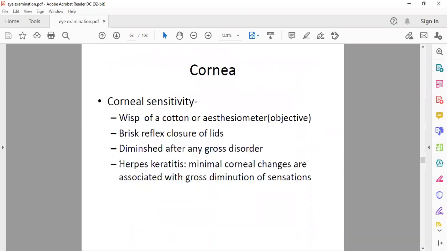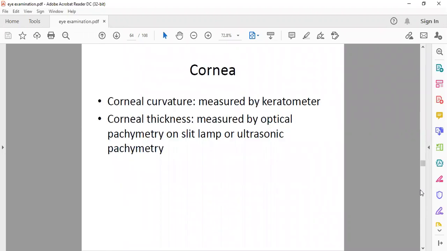So this corneal sensitivity, why do you want to check? You want to check because of this condition, that is herpes keratitis. Many a times we are in doubt whether this corneal ulcer is because of virus or bacteria or fungus. So in herpes keratitis, the corneal sensation will be grossly diminished. That's why we want to check corneal sensitivity. In a normal eye there will be a brisk reflex closure of the eyes when we touch the cornea. This is how you check the corneal sensitivity.